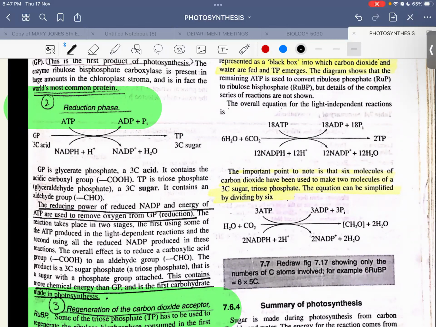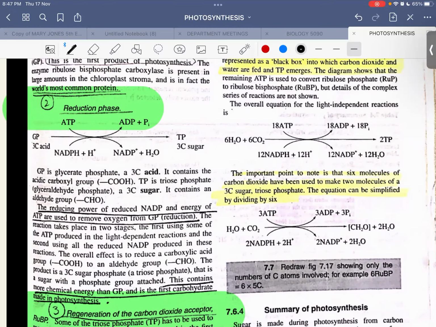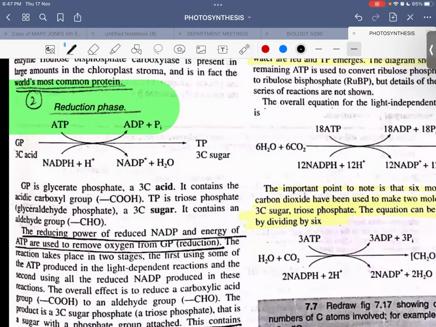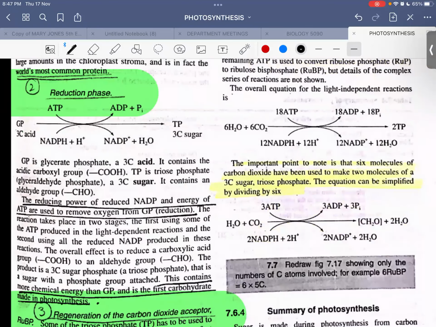No, you can just remember that it takes place in 2 stages, but basically we just write a summarized equation like this. Now the logic behind this. You can be asked the logic behind this. What's the purpose of converting GP to TP? The purpose of converting GP to TP is that TP carries more chemical energy as compared to GP.